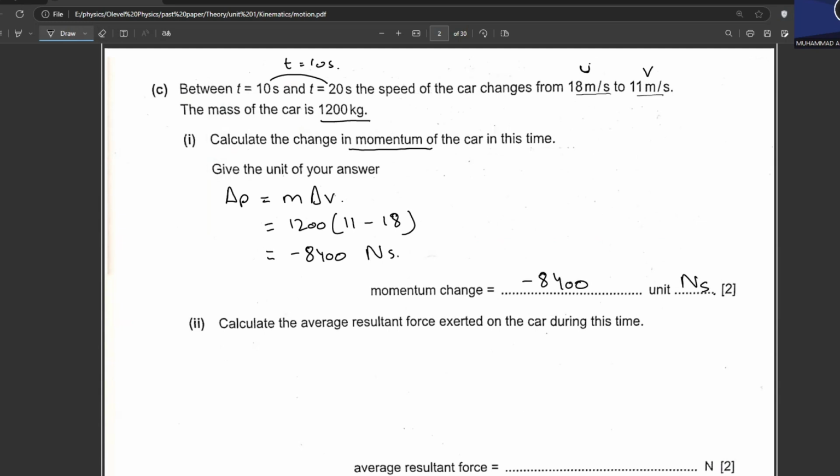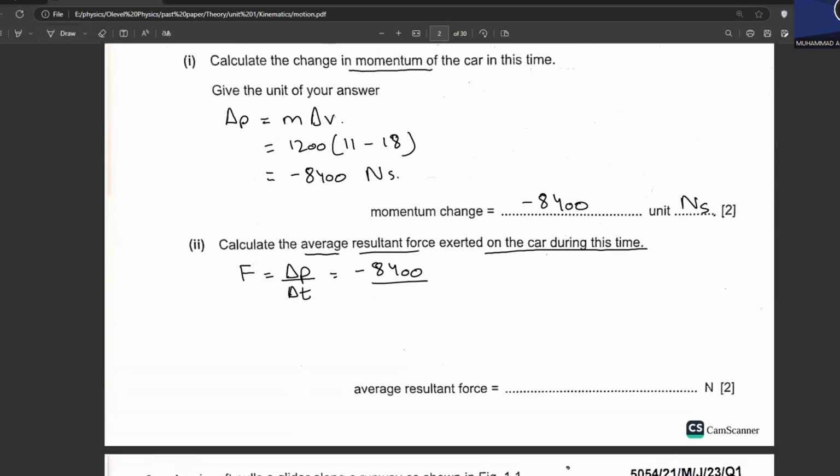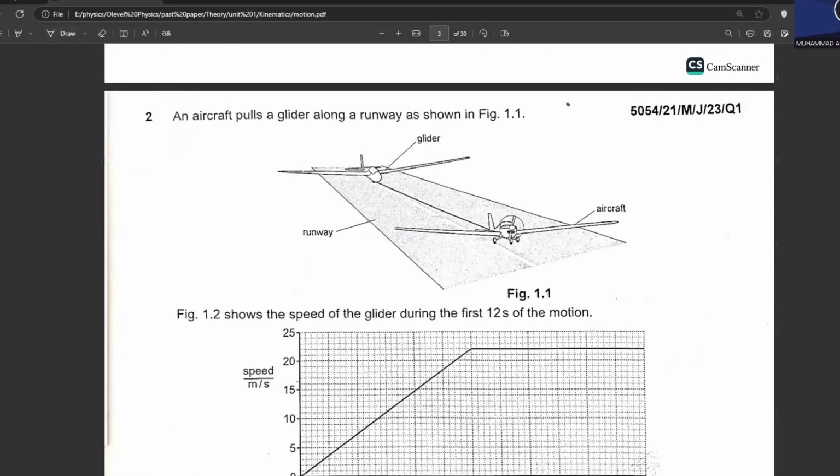Calculate the average resultant force exerted on the car during this time. We have to calculate the resultant force. So what is resultant force equal to? Change in momentum over change in time. What is your change in momentum? Negative 8400. What is your change in time? 10 seconds. So divided by 10. Your resultant force comes out to be negative 840 newtons. The newton unit is already written. Let's move on to the next question.